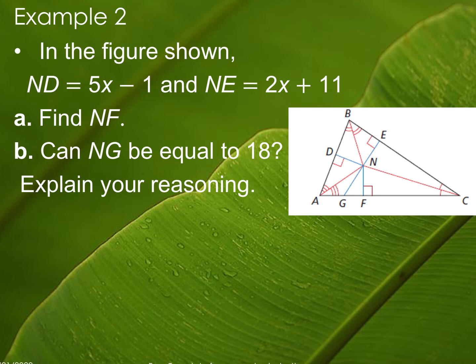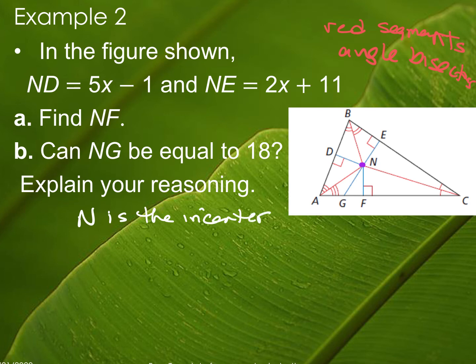All of the red segments are the angle bisectors. I can see that point N, right smack in the middle where all of those red segments meet, is my incenter. So N is the incenter. And remember, the incenter is the point of concurrency of the angle bisectors.